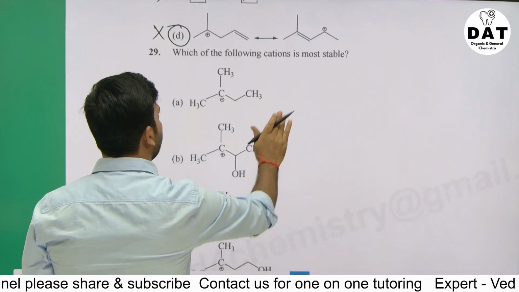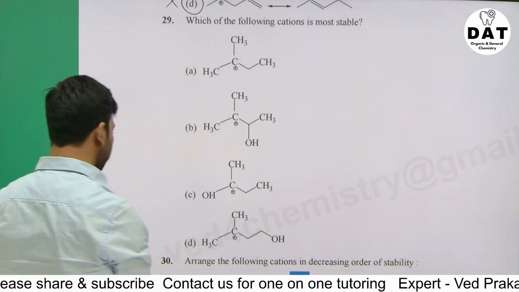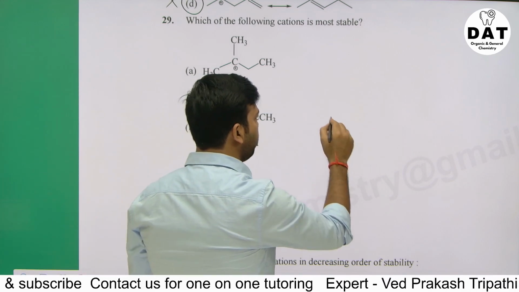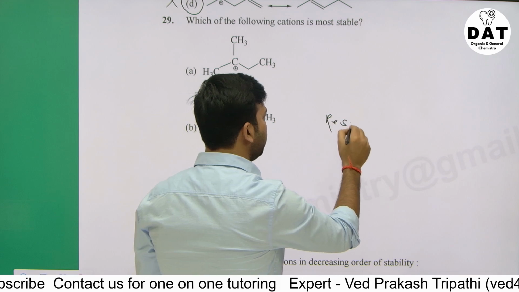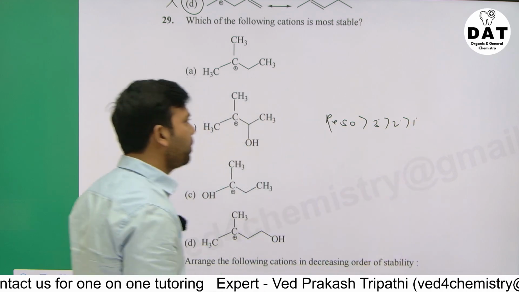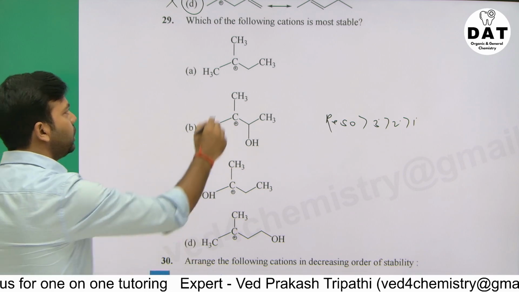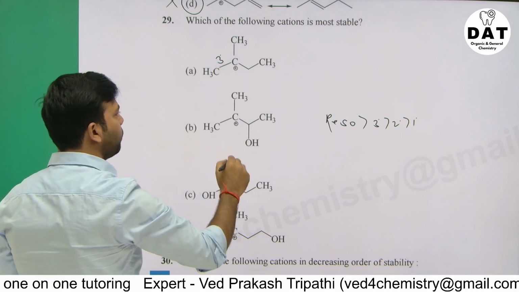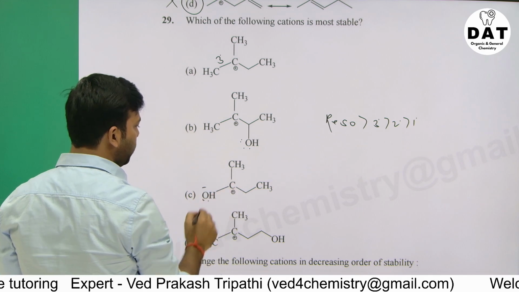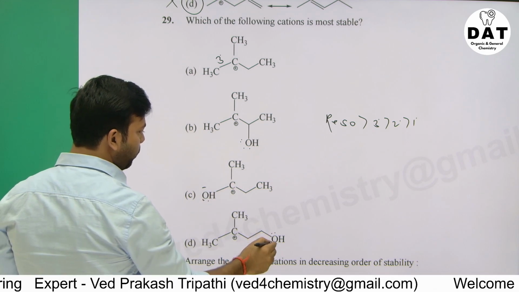Now the next, 29, is talking about the most stable form. I discussed that whenever you check stability, preference is given to resonance, then tertiary, then secondary, and then primary. So this is a tertiary one, and here oxygen has a lone pair, here oxygen has a lone pair, and here oxygen has a lone pair.